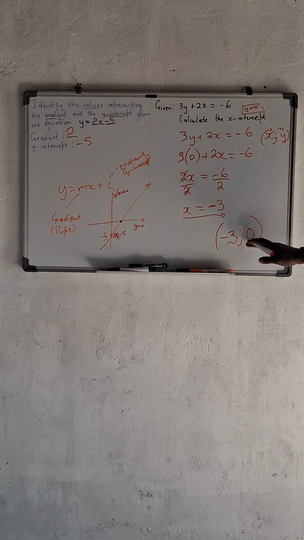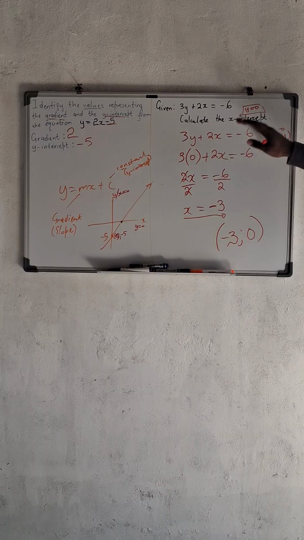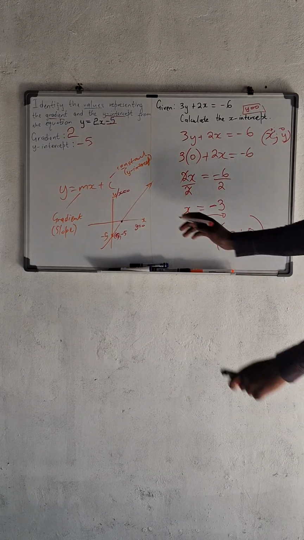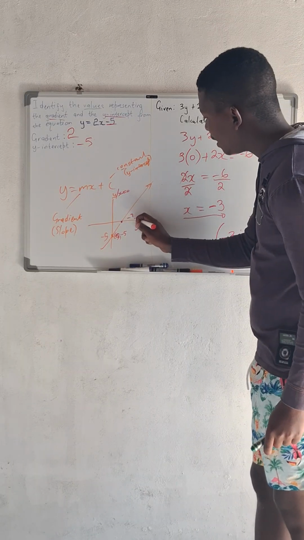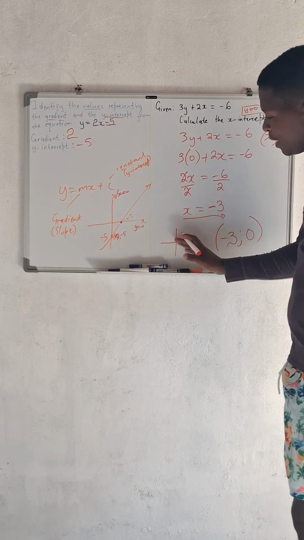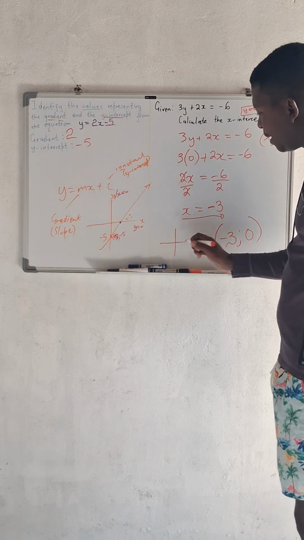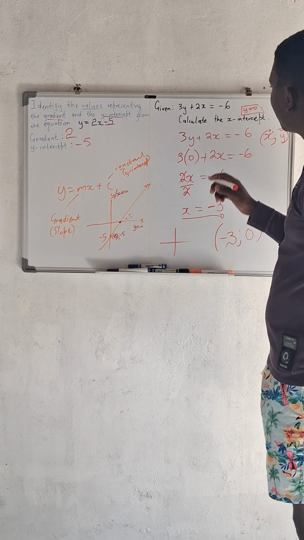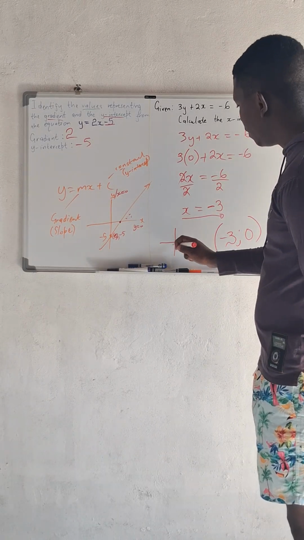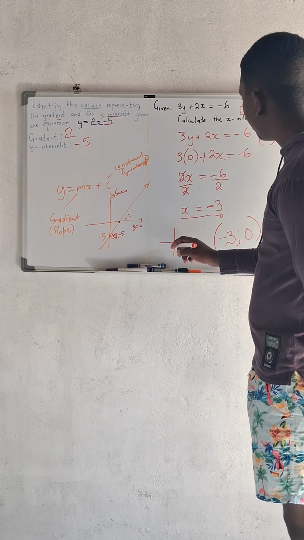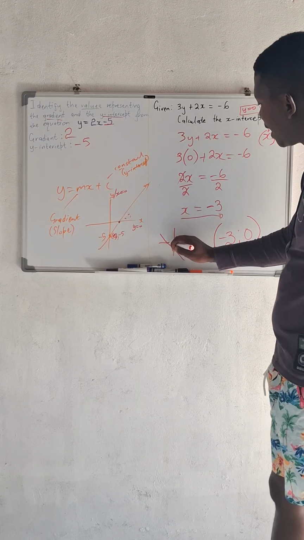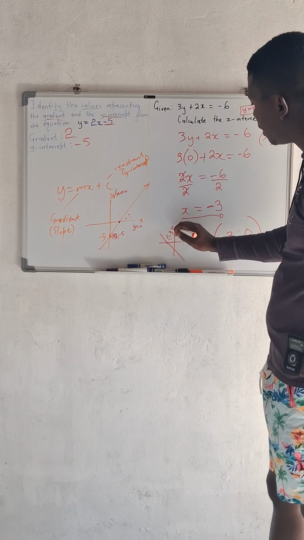The graph of this equation will cut the x-axis at x equal to negative 3. For example, here will be negative 3. No, I can't write it here, so let us write it there. Negative 3, remember, is on the left. So is the graph increasing or decreasing? Ooh, the gradient is going to be negative, so it's a decreasing graph. It's going to cut here at negative 3, 0.